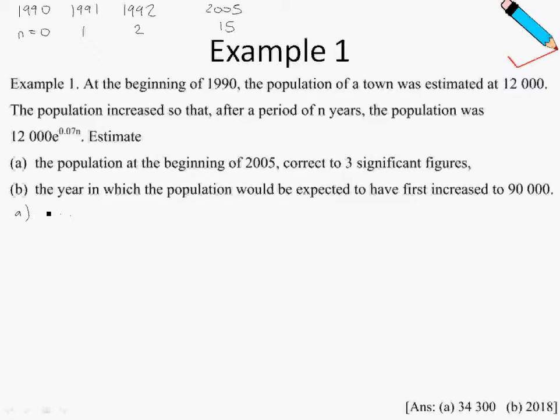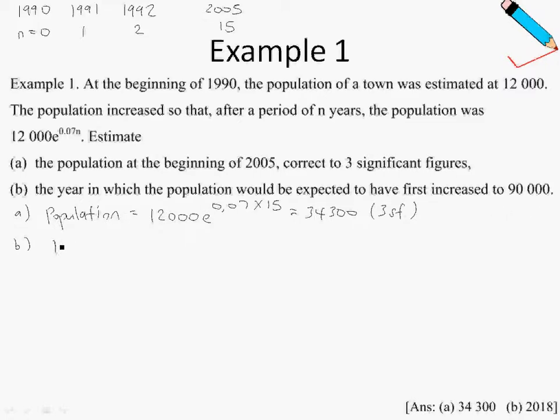So the population required is given by this function. It's just 12,000 multiplied by e to the power of 0.07 times n, and n is 15. If you round this off, you will just get 34,300, to 3 significant figures. Part B: the year in which the population would be expected to have first increased to 90,000.